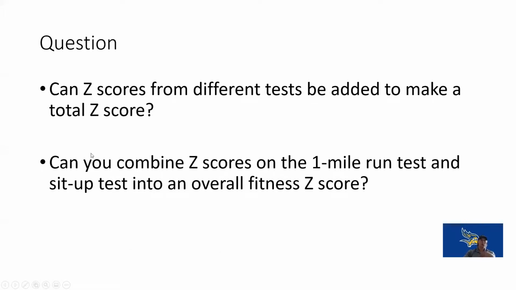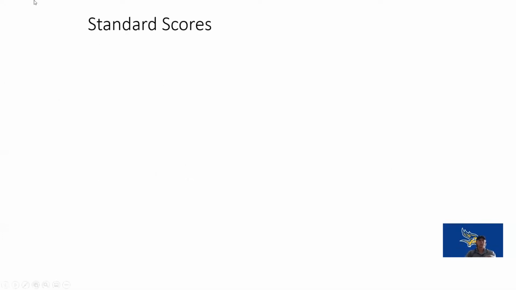Okay, so now I'm posing some questions for you. Can z-scores from different tests be added to make a total z-score? Yes. Can you combine z-scores from a 1-mile run test and a sit-up test to find an overall fitness z-score? Absolutely. This is one of the great points about these standard scores and why they become standard scores, is because we can compare them across groups or across tests within the same group. Okay, that's the key. It has to be within the same group.